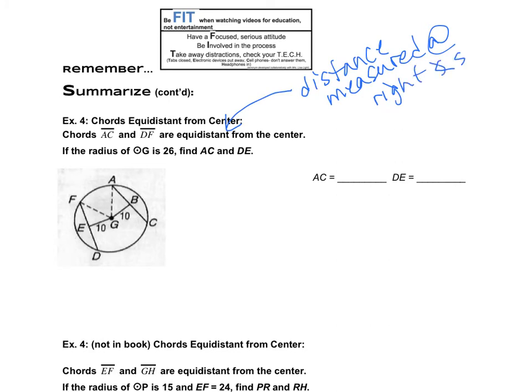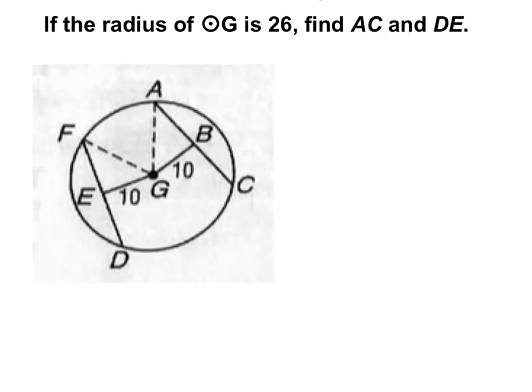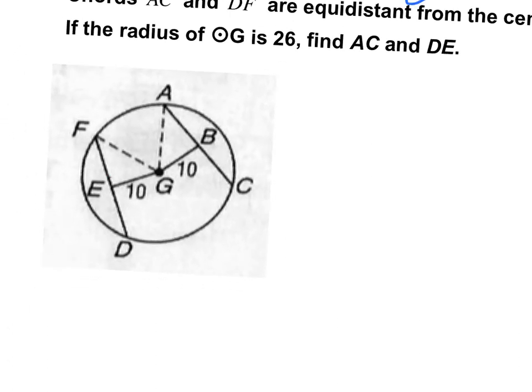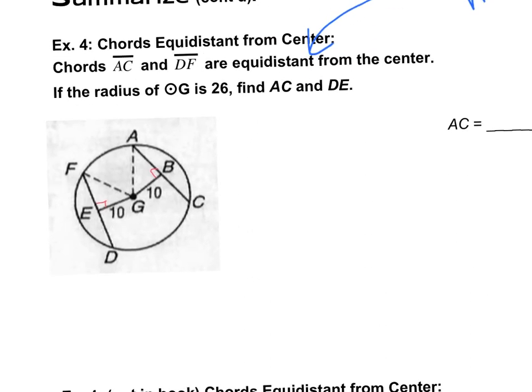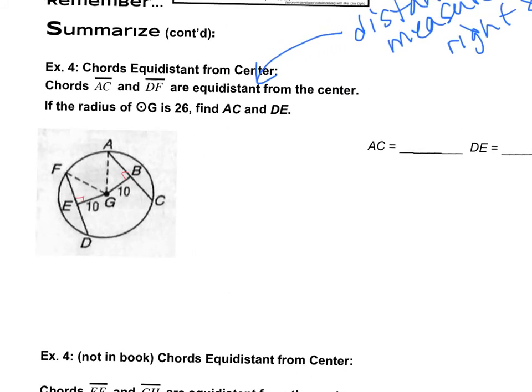Okay, so we can go ahead and zoom in here on this picture and add some labels to this. That means that this is a right angle and this is a right angle. So I think you can see probably the Pythagorean theorem that's going to come back at us here. It says if the radius of G is 26, we're going to find AC and DE. Okay, so find AC and DE. If I put the radius is 26, I'm going to use this top triangle here of AG is 26.